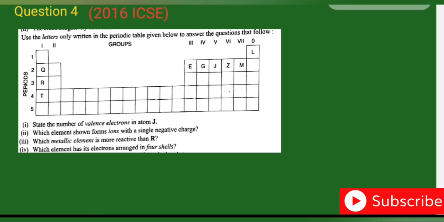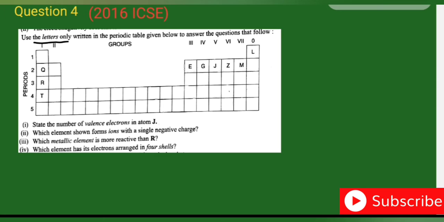Use the letters only written in the periodic table given below and answer the questions that follow. This is the keyword: use the letter. This is the instruction, children. You cannot write any other thing. What is written in the question is that you need to write the letter given in the question. So this is the period and the groups are given, and here a few alphabets are written.